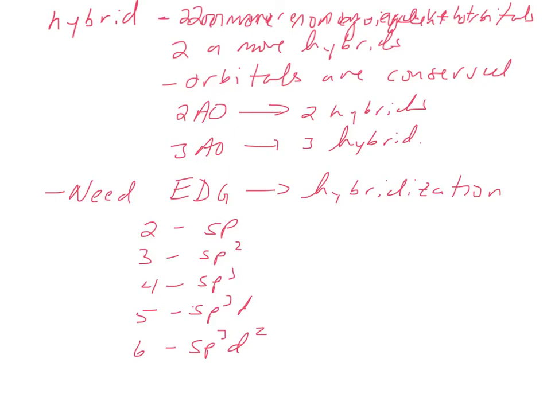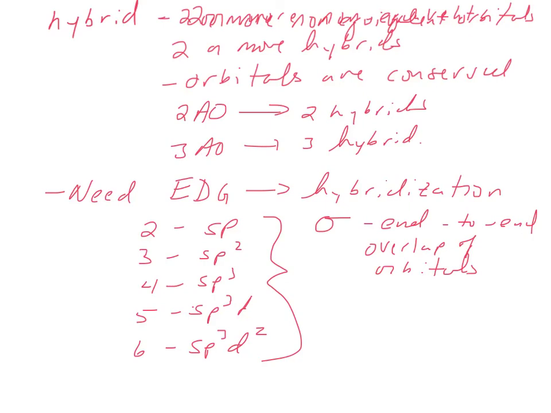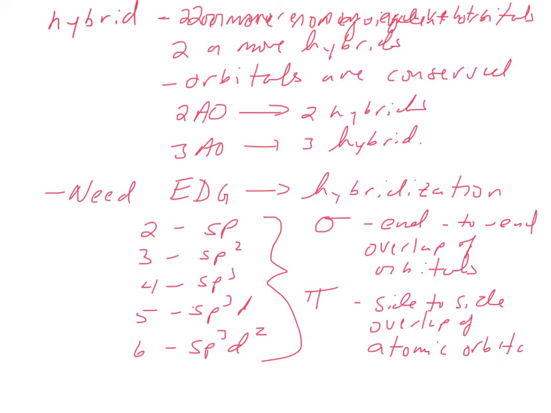Now, through hybridization, you can have all sorts of different interactions. You can have sigma interactions. This is the end-to-end overlap of orbitals. Or you can have pi interactions. This is the side-to-side overlap of atomic orbitals, such as we saw in ethylene and acetylene.